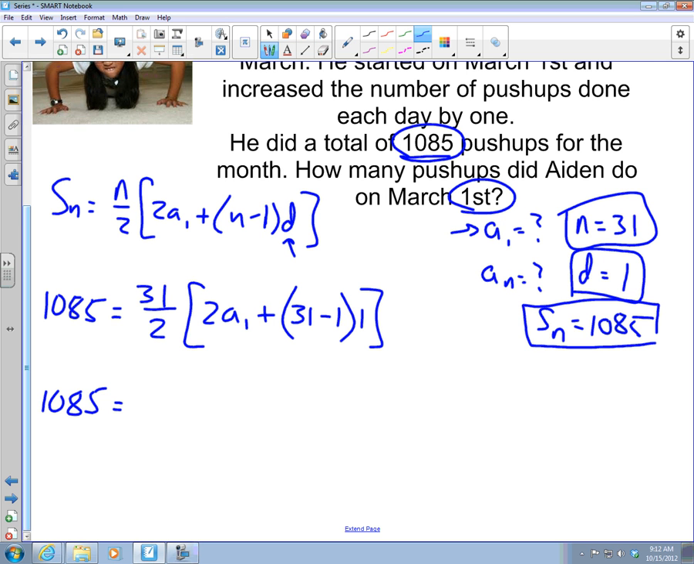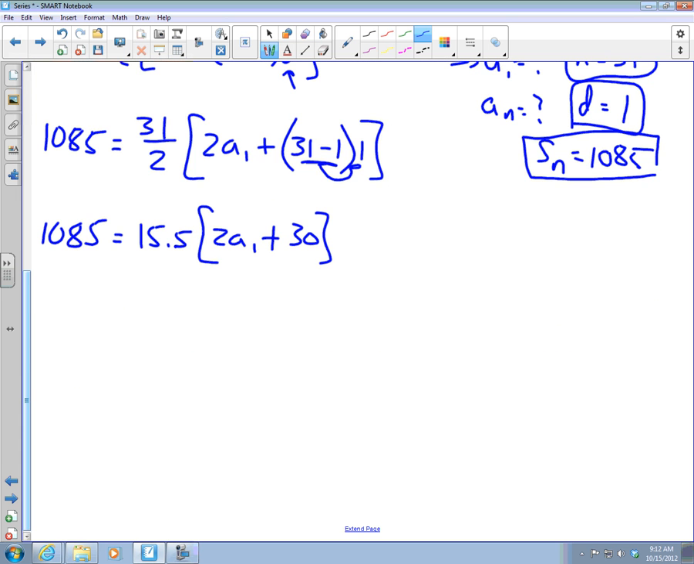31 divided by 2 is 15.5. 2 times a sub 1 plus, well, this is 30. 30 times 1 is 30. I'm going to use the distributive property here. 2 times 15.5 is 31, just undoing what we did up here. a sub 1 plus 15.5 times 30 is 465.